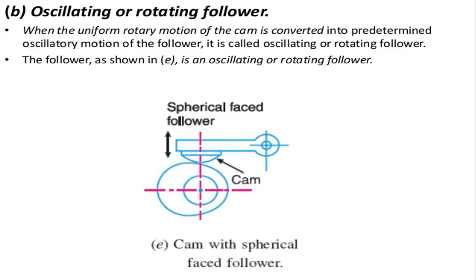When this cam moves in the clockwise or anti-clockwise direction, when this deviation occurs in the cam, the spherical phased follower is used to move in the vertical position, that is the up and down position. So that is used to oscillate because one end of the follower is fixed. That is why it is going to oscillate in the one direction.